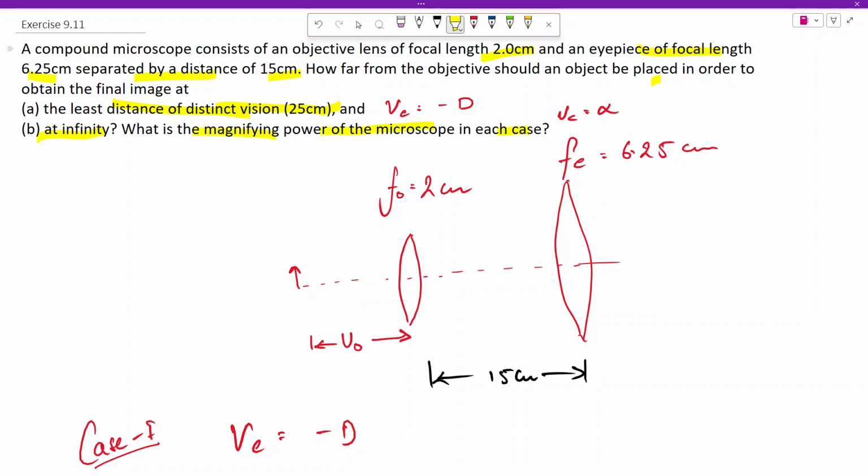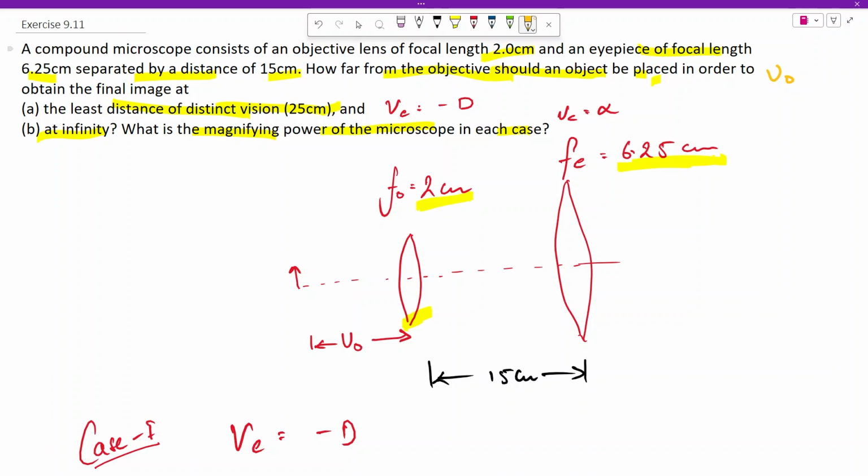What is the magnifying power of the microscope in each case? Now here we have been given a compound microscope of which the objective has a focal length of 2 cm and the eyepiece has a focal length of 6.25 cm. We have to find out how far from the objective should an object be placed. Like we have to find out the value of u objective in the case V_E, that is the image formed by the eyepiece is at minus D.